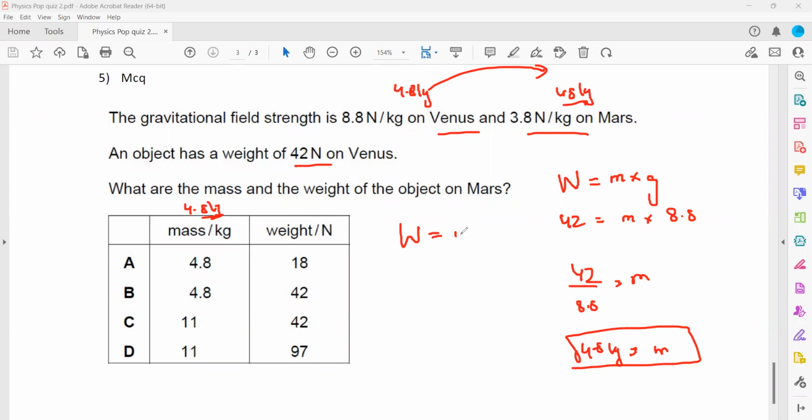But what about the weight? Weight depends on the gravity as well as the mass of an object. So mass is 4.8 and the gravity of Mars is 3.8. So 4.8 times 3.8 is equal to about 18.24. If we round it off, it will be about 18 Newton. So 18 Newton will be the weight and the mass will be the same as the mass on Venus. So option A will be the right answer. Is it clear?